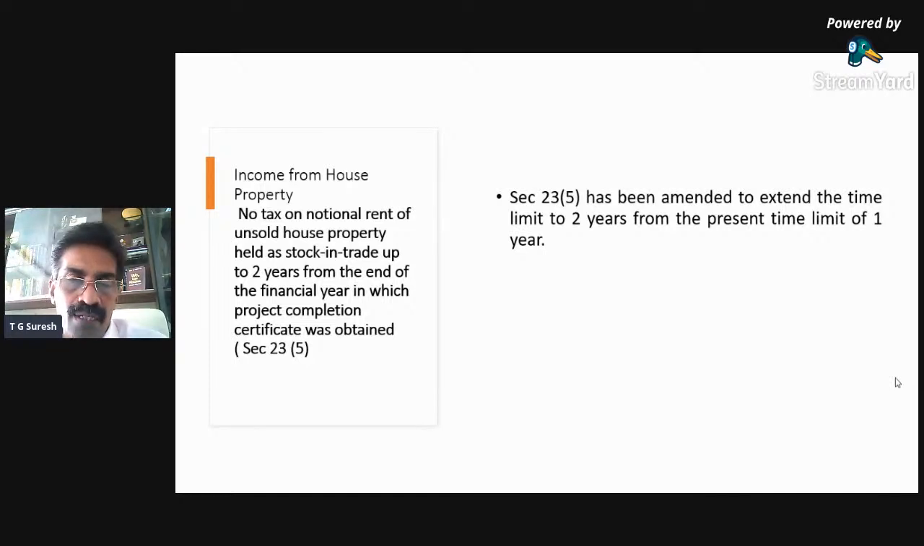If my main object is letting out, the rental income will be taxable under PGBP. If my main object is selling the property, the rental income I get in between is only IHB. And again, this 23(5) will apply only when you have not let it out. If you let it out, section 23(5) will not apply. This unsold stock not let out, this section will apply. So that's about this particular section.